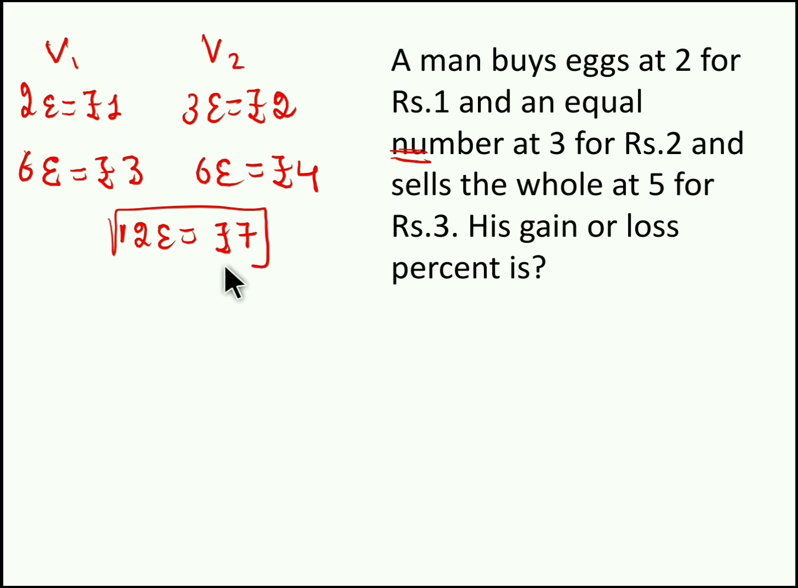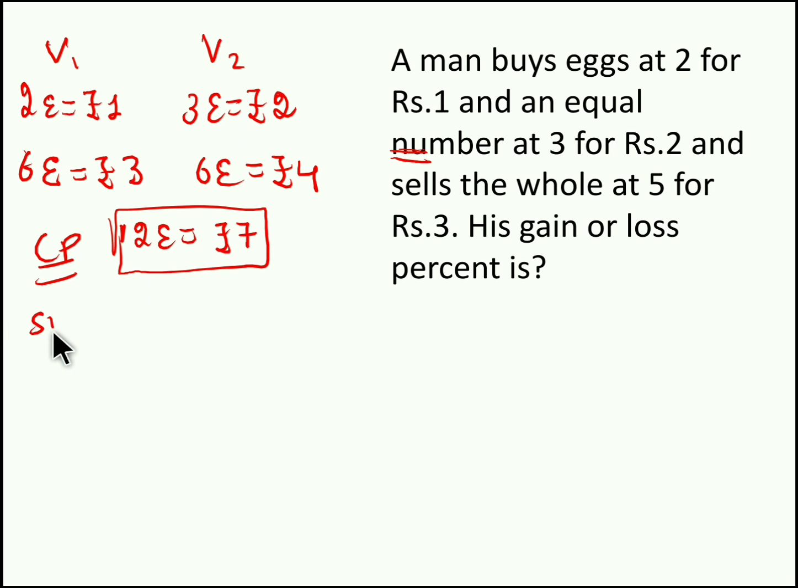So cost price of 12 eggs is 7. Now he sells 5 eggs for rupees 3. So in 12 eggs he sells 5 eggs for rupees 3. So here cost price is 12 eggs equal to rupees 7. So 1 egg will be 7/12. So we don't need to worry about that. So keep this 12 eggs equal to rupees 7. This is going to be the cost price.